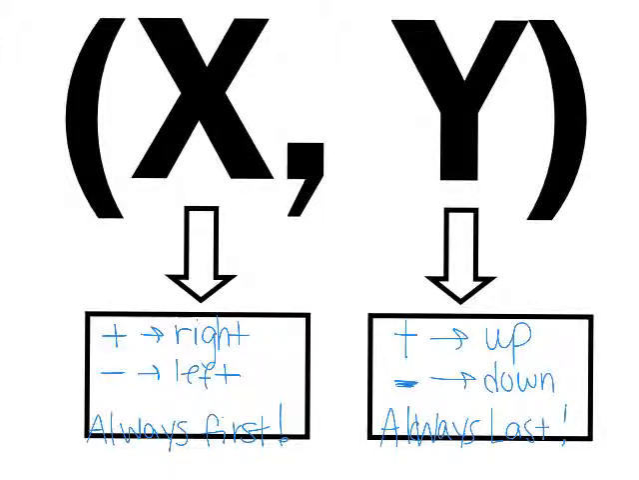So in an ordered pair, when we have the parentheses, and then a number, a comma, a number, x is always first, y is always last. And then use this information here to kind of point you in the right direction. Where we're going right, or we're going left, or we're going up, or we're going down. All right, so I'm going to try a couple.